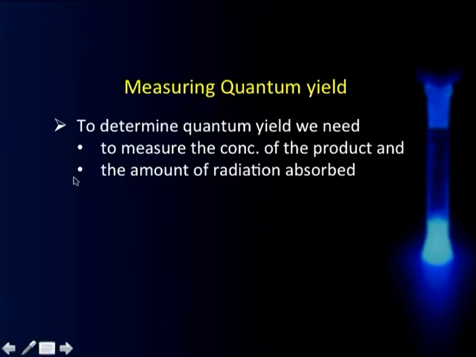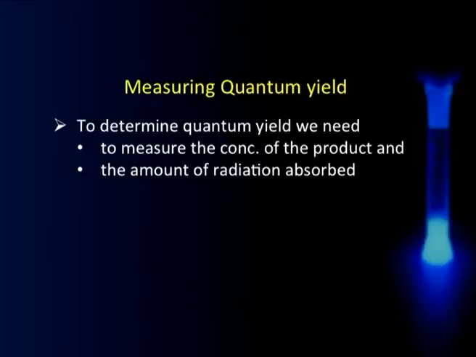And the second thing is we need to know how to measure the amount of radiation that is absorbed. So, there are two things to be measured, because the quantum efficiency or quantum yield happens to be the ratio of these two things. And typically, as chemists, we know how to measure concentration. There are a lot of ways of doing it. We can do it by chemical means, or maybe by some kind of spectroscopic methods.